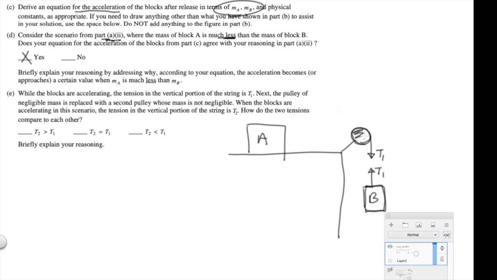Next, the pulley of negligible mass is replaced with a second pulley whose mass is not negligible. If this pulley now has a mass, then in order for this pulley to have a clockwise acceleration, the tensions on each side will not be the same. So this would be like a new tension now, T2. And to get this clockwise acceleration, T1 must be bigger than T2, right? In order for that to occur.